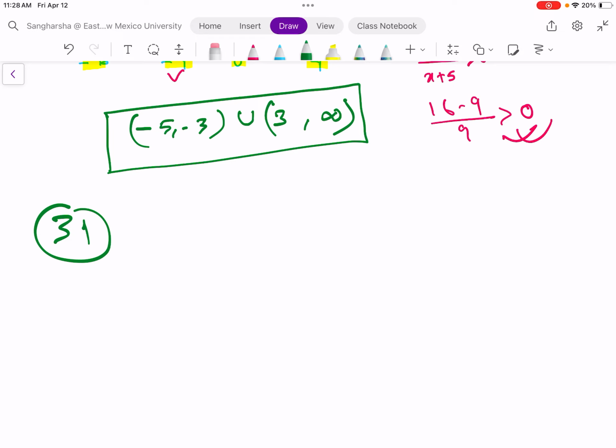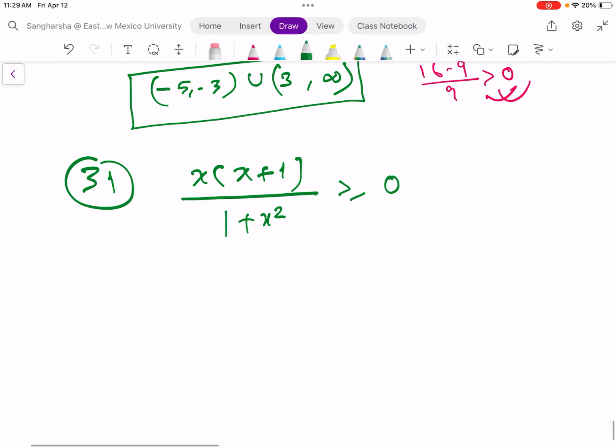So we have x times x plus 1, divided by 1 plus x squared, greater than or equal to 0. What kind of inequality is this? Rational inequality. First step, we make 0 on the right side. We already have 0 on the right side. So let's go to the second step. We factorize our numerator and denominator. Are we required to factorize, or do we already have it in factor form? We already have it in factor form, right? So we can skip factorization.